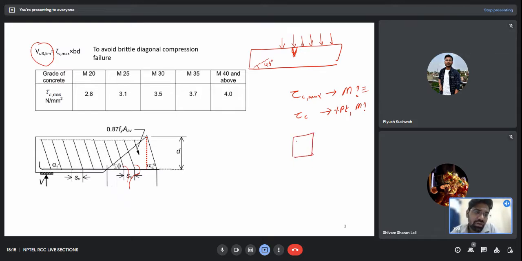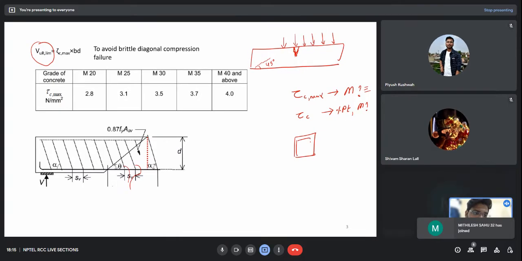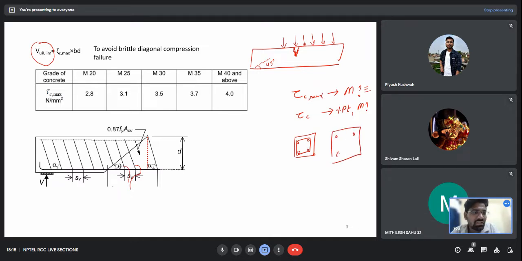Now let's also look at how stirrups are provided. Stirrups can be two-legged. This is a two-legged stirrup. Stirrups can also be three-legged, and stirrups can also be four-legged. In the cross section, you can see these legs. Normally on construction sites, we tend to provide two-legged stirrups because of ease of construction. So now let's see how we find this spacing Sv.